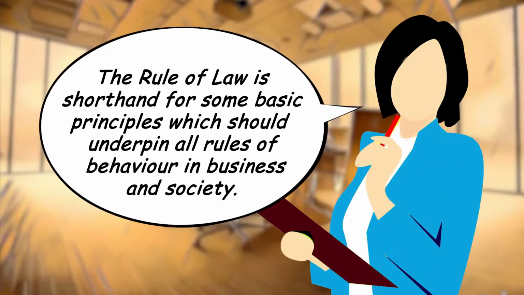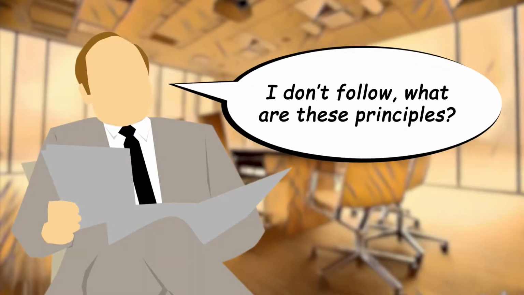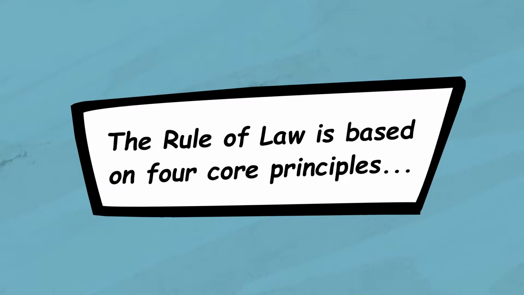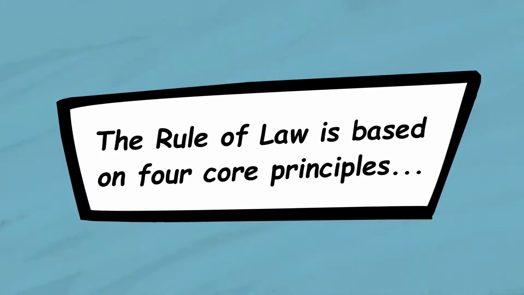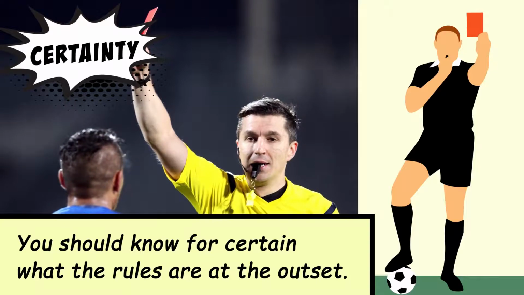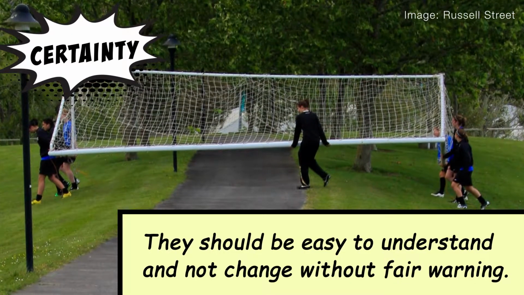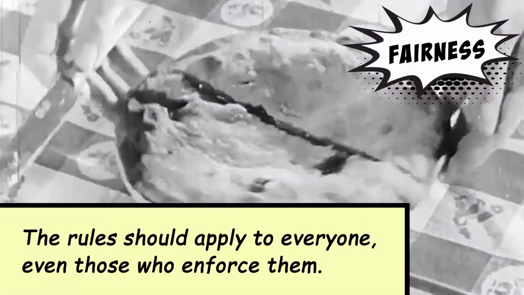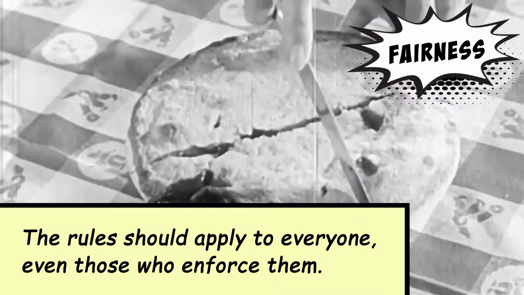The rule of law is shorthand for some basic principles which should underpin all rules of behaviour in business and society. I don't follow. What are these principles? Allow me to explain. The rule of law is based on 4 core principles. You should know for certain what the rules are at the outset. They should be easy to understand and not change without fair warning. The rules should apply to everyone, even those who enforce them.